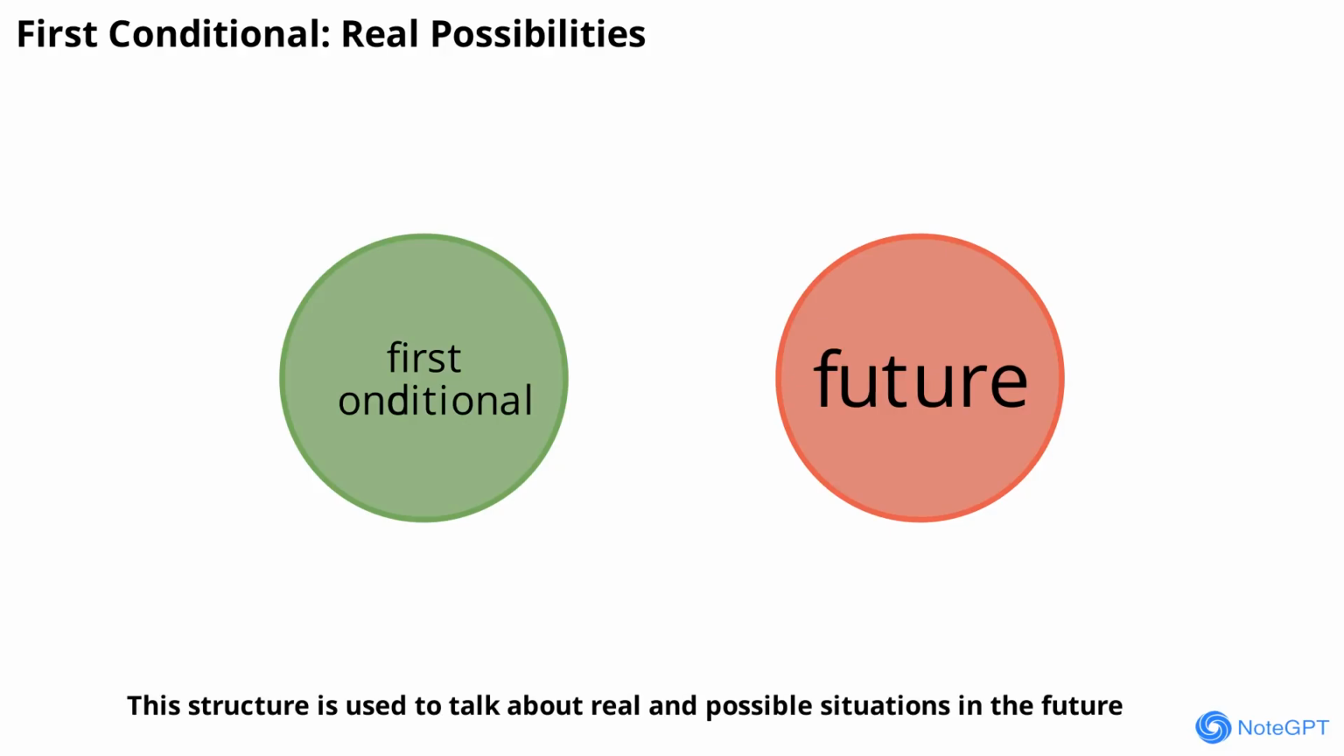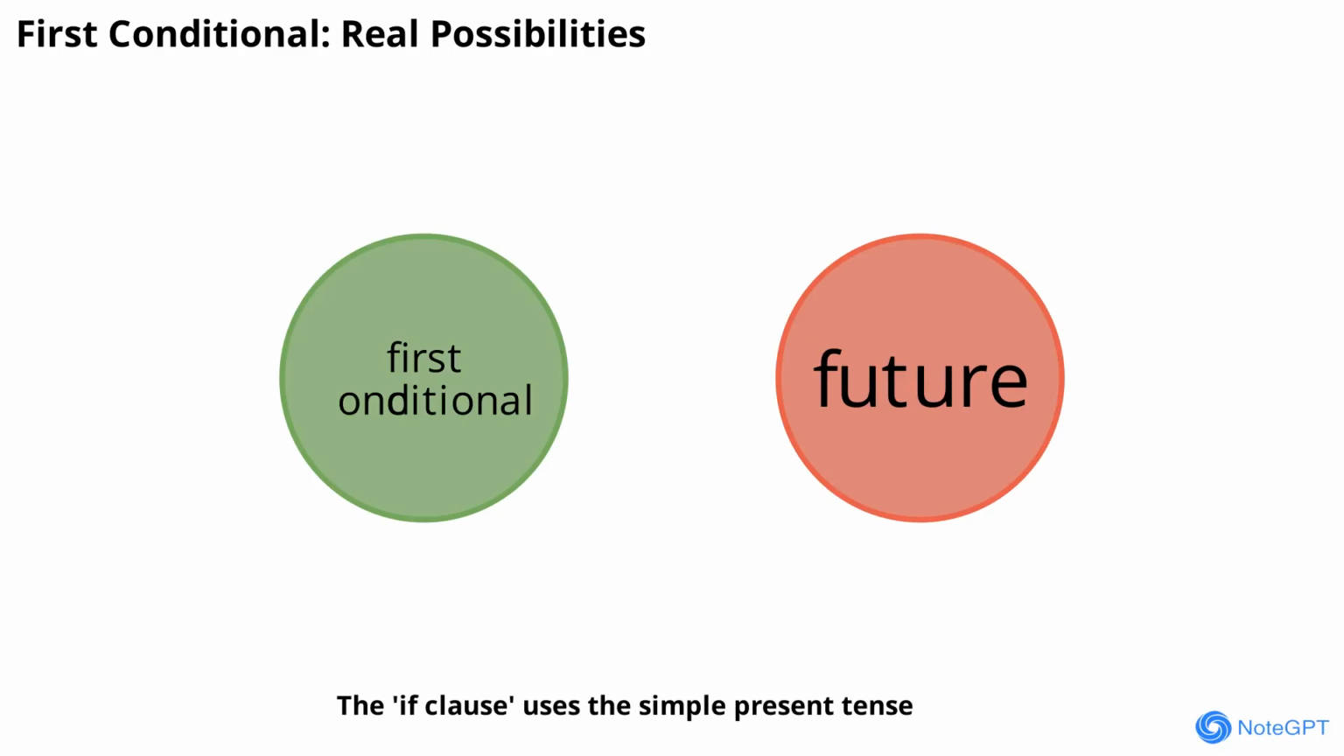This structure is used to talk about real and possible situations in the future. The if clause uses the simple present tense, while the main clause uses will plus the base verb. For example, if it rains tomorrow, we will stay indoors. This means there's a real chance of rain, and the result depends on that condition.